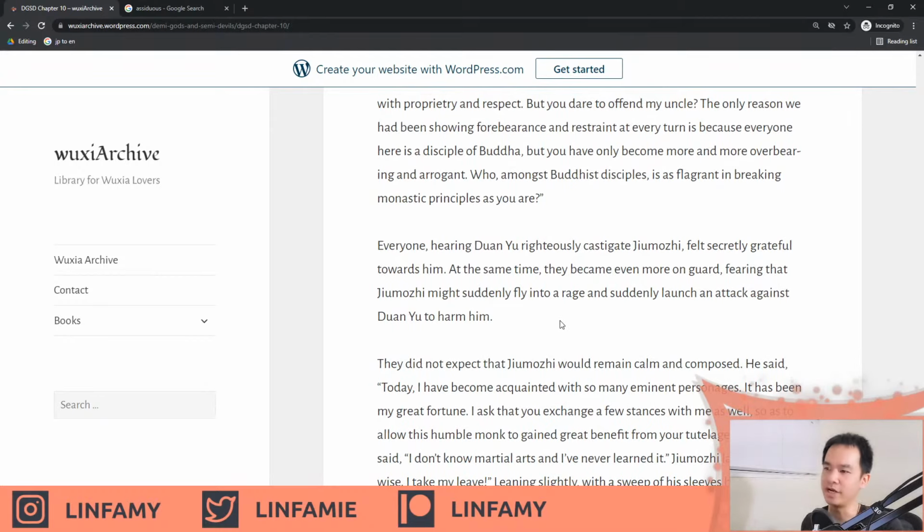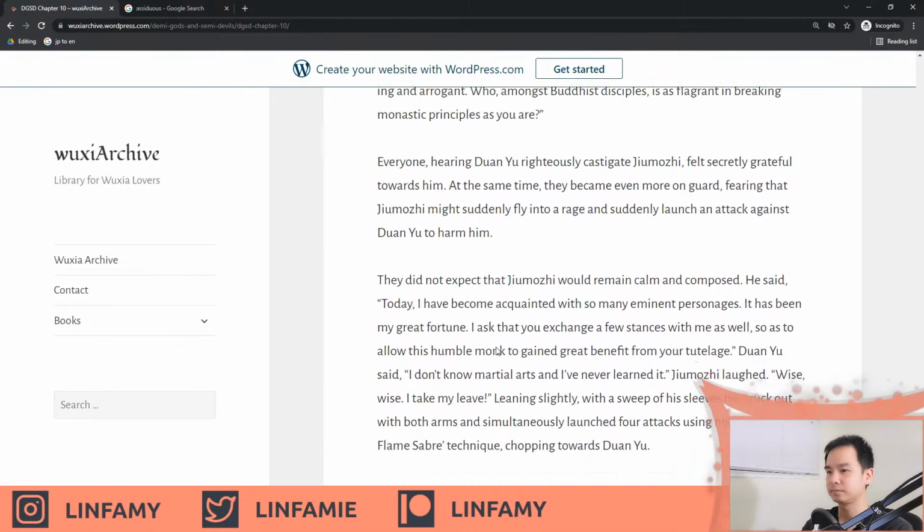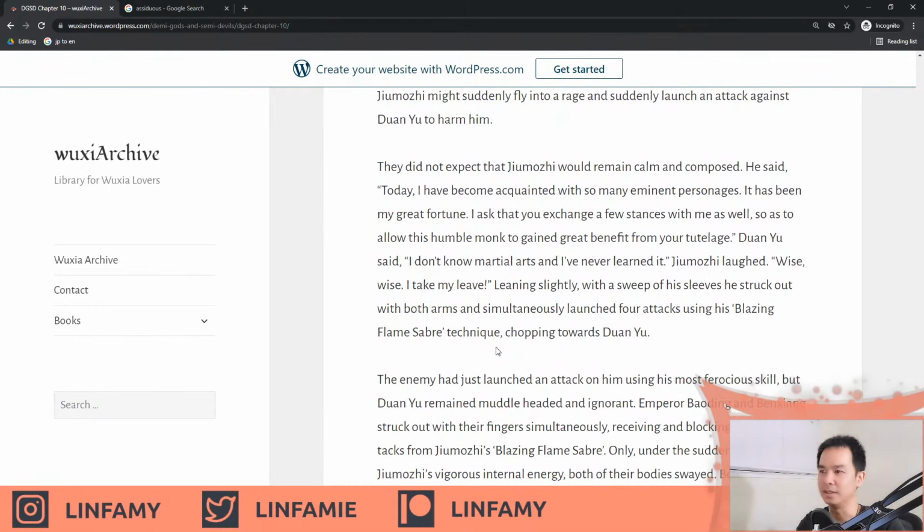Everyone, hearing Duan Yu righteously castigate Jiumotsu, felt secretly grateful towards him. At the same time, they became even more on guard, fearing that Jiumotsu might suddenly fly into a rage and launch an attack against Duan Yu to harm him.